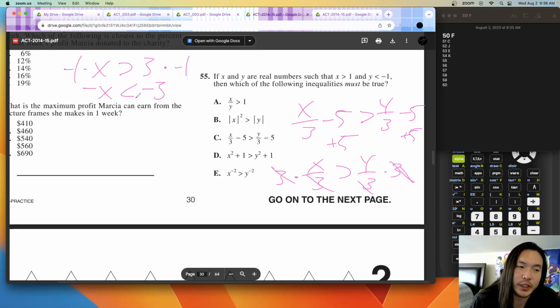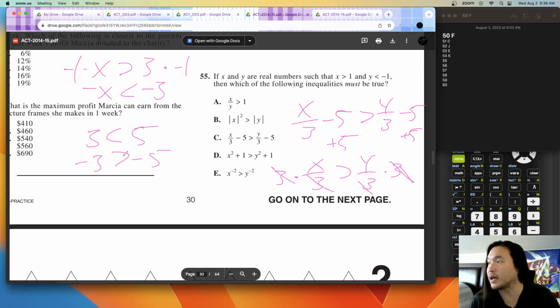And if you're wondering why you have to do that, it's actually very simple. Hopefully you recognize that 3 is less than 5, right? Well, what happens if I make both of those numbers negative? Hopefully this is very obvious. -3 is greater than -5. It's as simple as that. That's why you need to flip the sign. It's just how numbers work.